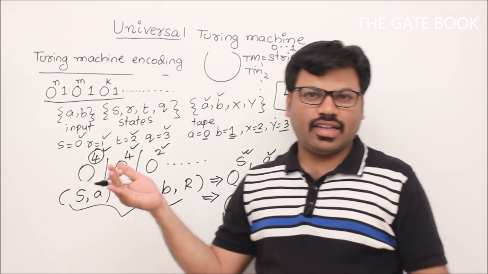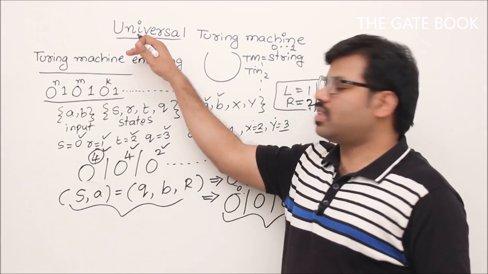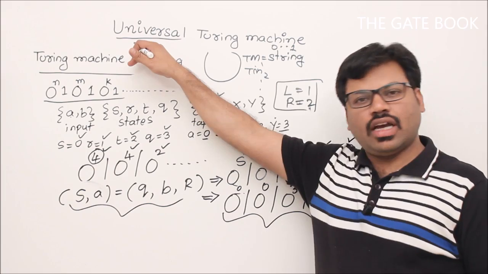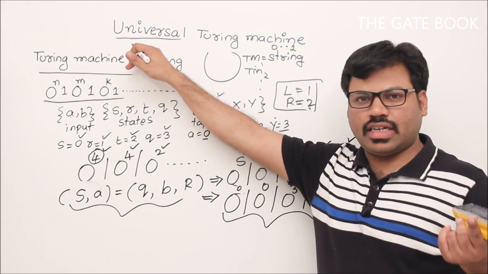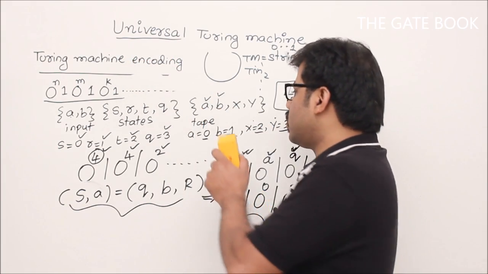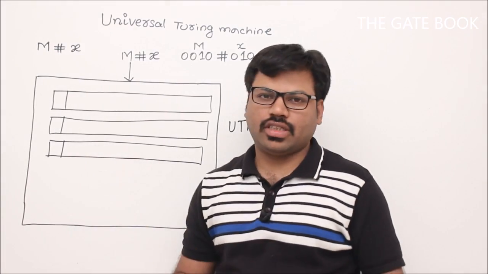Within one line I cannot tell that, but I'm going to give a complete description of your universal Turing machine and its functionality. After that you can understand it. Let me begin with the universal Turing machine. Let us see this Turing machine.